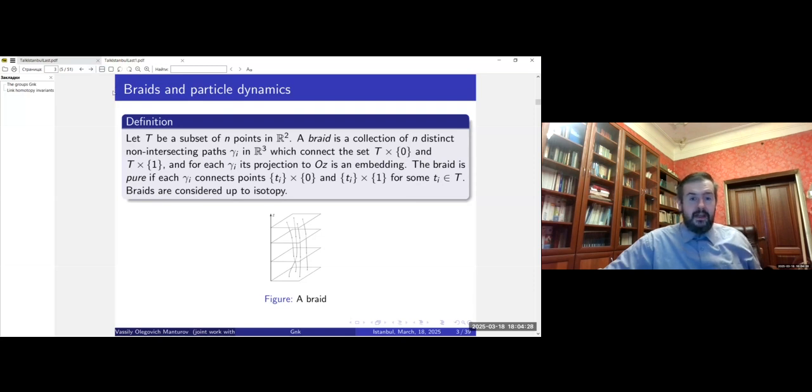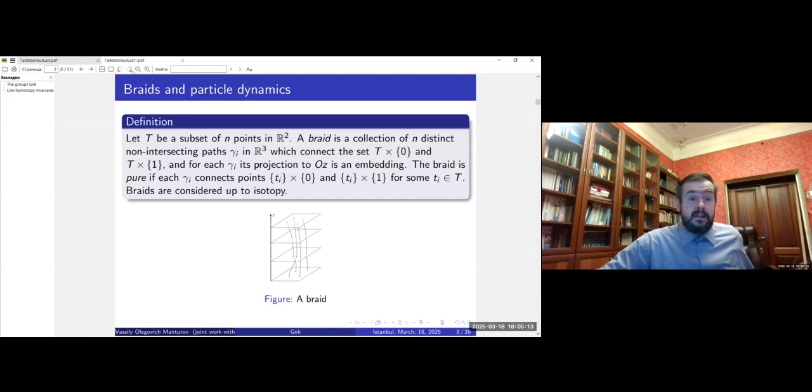What is a braid? If we have endpoints in R2, then a braid is a collection of n distinct non-intersecting paths. So we have some points on the top and some points on the bottom, and we have a motion of points, some dynamical system, and points should never coincide, so the paths should be non-intersecting. And the points on the top should coincide with the points on the bottom.